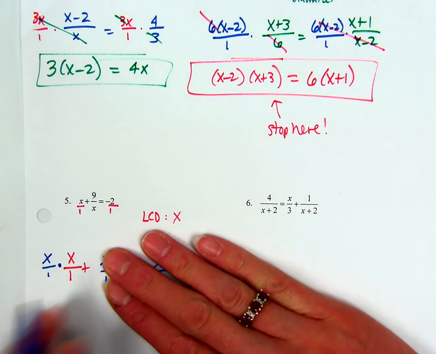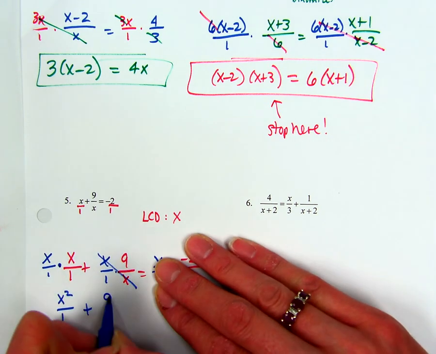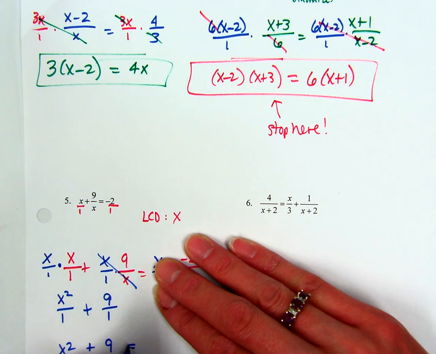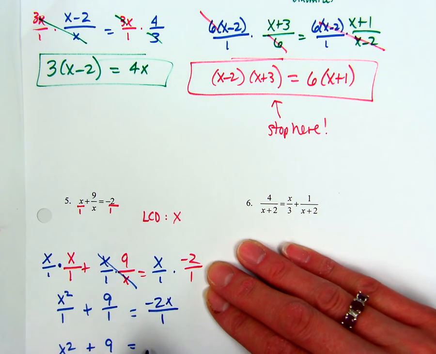All right, so in here, does anything cancel? No, I got x squared over 1, which is just x squared. The x's cancel, so I'm left with 9 over 1, which is just 9. And then over here, nothing cancels, so I'm left with negative 2x over 1, which is just negative 2x. And for here, we're just going to stop today.